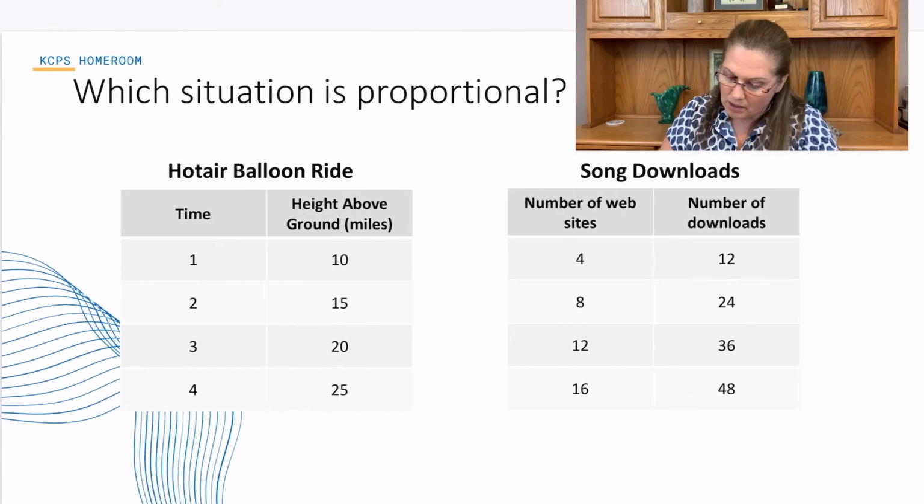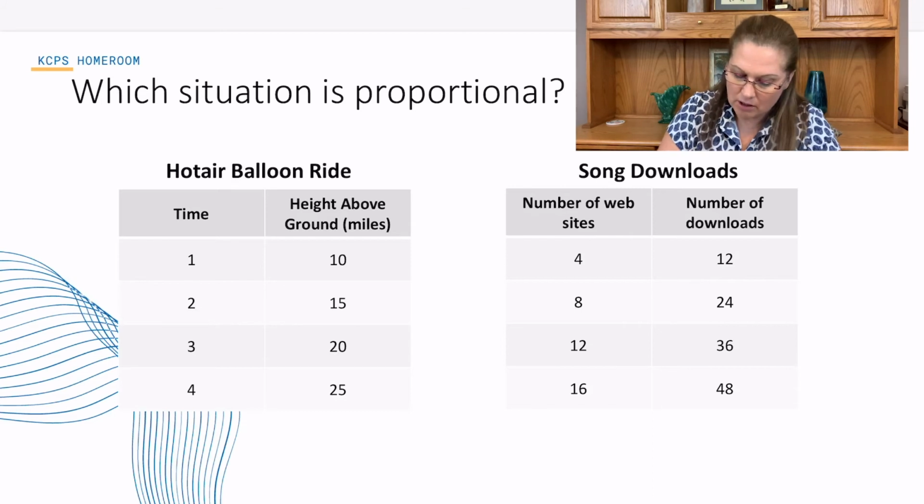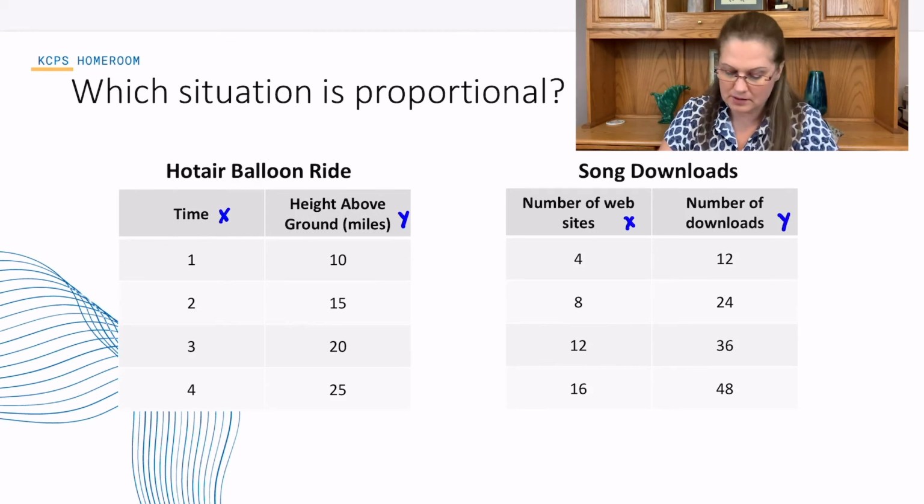We have time for 2 more examples. So which situation is proportional? In this particular situation, we have hot air balloons and we have song downloads. We can use an equation, k equals y over x, or y divided by x, to figure out our ratio. Now remember, in our vertical tables, our x value is on the left, our y value is on the right. So I'll go ahead and put those for both tables.